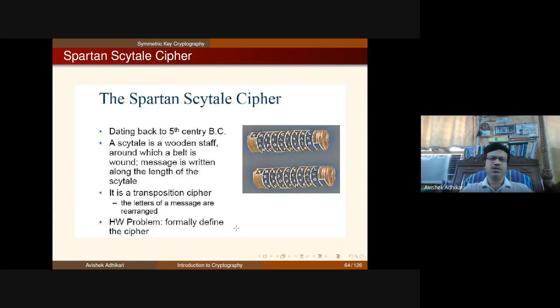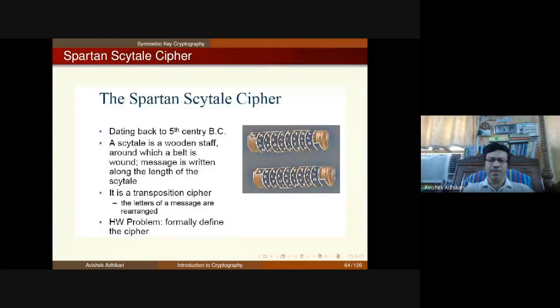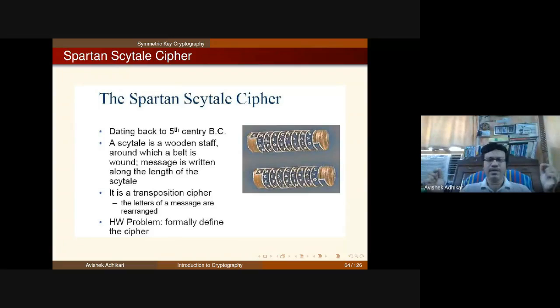What does it mean? You can think of a kind of bamboo, a small bamboo stick, and papyrus paper was wrapped over this. You have a strip of paper, and first you roll the small paper strip over the bamboo strip. Then you write something on it, and after writing, you unwrap it.